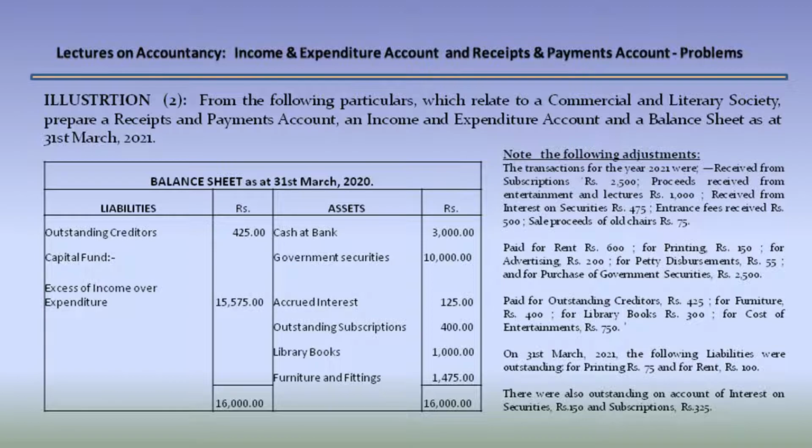There were also outstanding on account of interest on securities 150 and subscriptions 325. These are incomes earned, income due but not yet received. These items will appear as an asset on the balance sheet. So let us try to solve this problem. Let us try to prepare receipts and payments account, income and expenditure account and balance sheet as of 31st March 2021 with the details given.